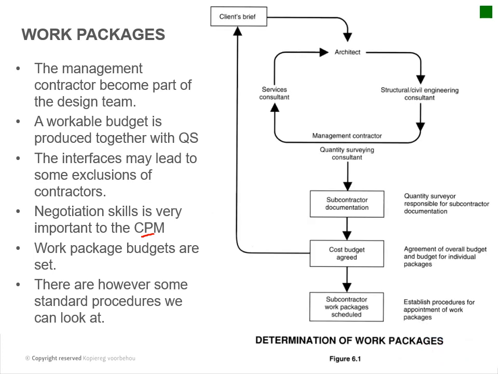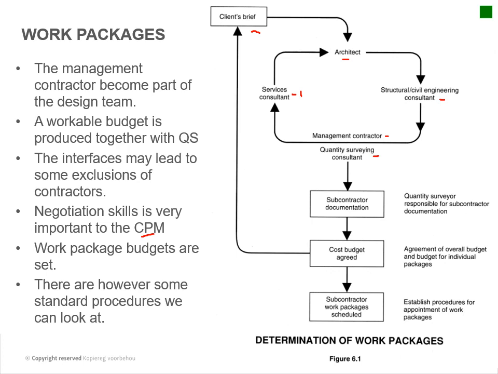So let's have a look. You've got your client brief on this side. You've got your architect that does a basic design. You've got your structural engineer or civil engineer that looks at certain items and sees how it will work. Then you've got your managing contractor on this side, and then your QS consultant, and then your service consultant on this side. So the service consultant is usually like a QS maybe, or someone that looks at the contract and so on. And then you've got your contractor who actually does the final design.